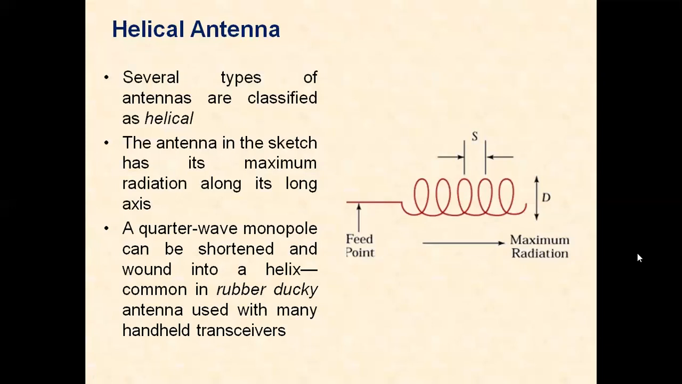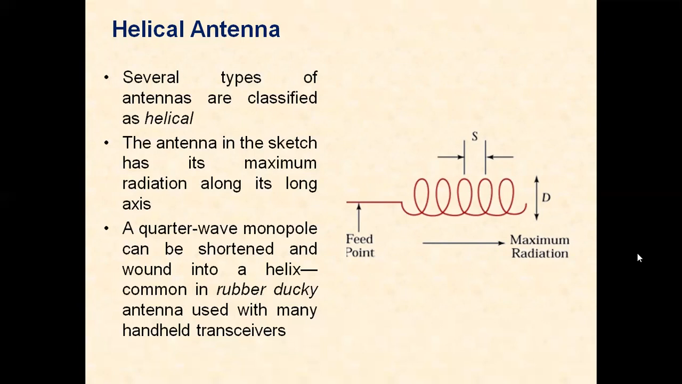A quarter wave monopole can be shortened and wound into a helix, common in rubber ducky antennas used in many handheld transceivers. As shown in the figure, the antenna consists of a loosely wound helix backed up by the ground plane, which is simply a screen made of wire.